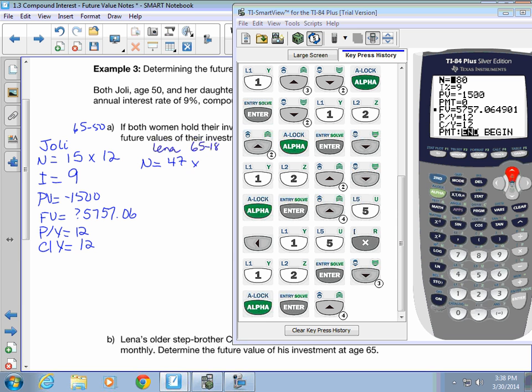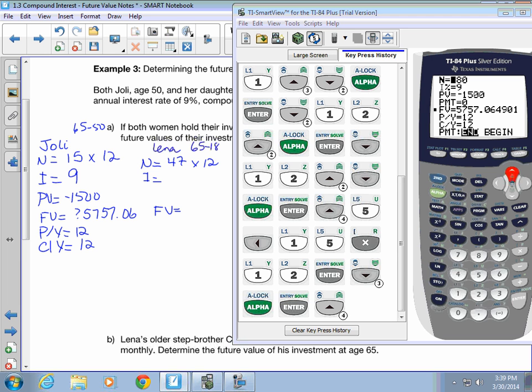And then times 12, because the number n is your number of compounds per year, so that gives you your 12. Everything else is going to be the same here except for future value. So let's see what happens for Lena here.